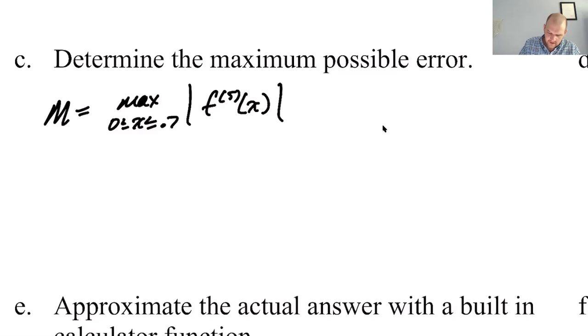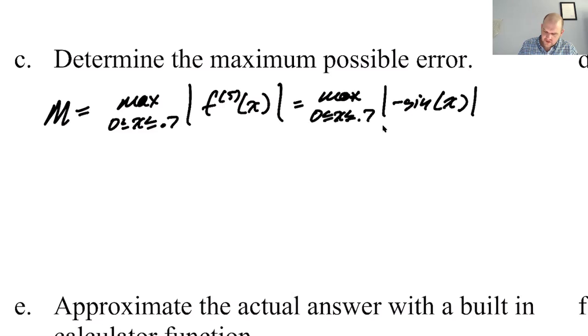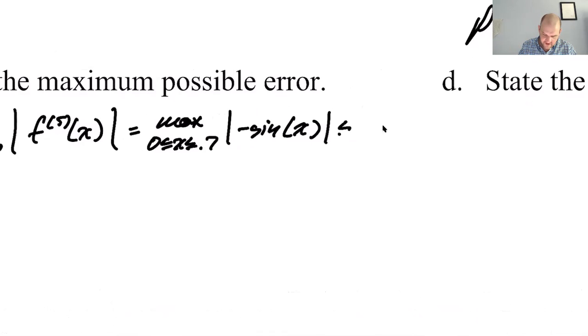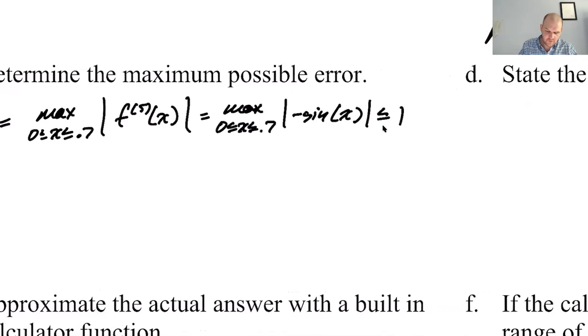Now, this value is the maximum on 0 to 0.7 of the absolute value of negative sine of x, because that's the 5th derivative. So basically, what's the maximum of sine on 0 to 0.7? Well, sine of 0.7 is the maximum, but that's rough to use. So what I'm going to say is this is definitely just less than or equal to 1. So that's what I'm going to use.